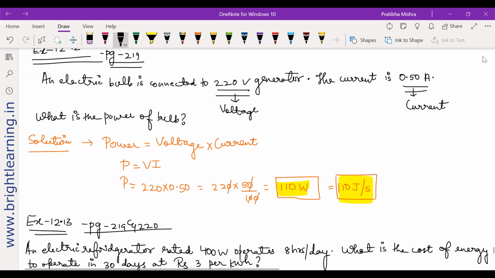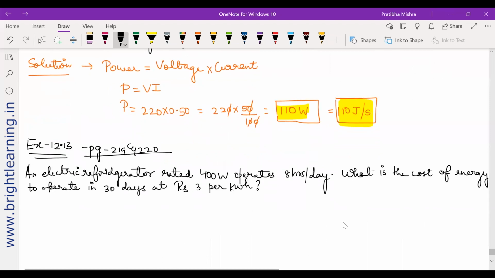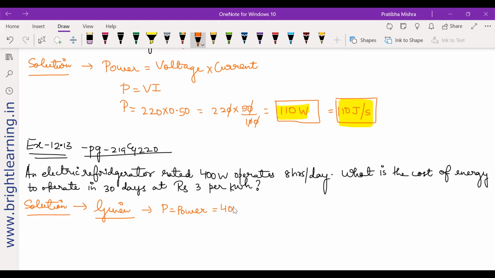How to actually take up these things? Let us start the solution part of it again. Let's write down the given conditions or the given information. What is given? P, power is given, which is 400 watt. Time is given. 8 hours per day.